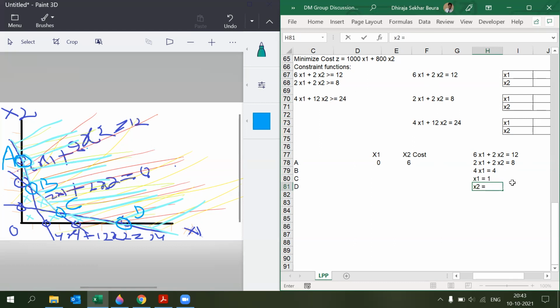Oh, okay, got it. Yes, x2 value, how much do you get? 2, then that becomes 3. Yes, 3. 3 was the correct answer. Everybody got it? Any doubts? Okay. Similarly, can you tell for C also?